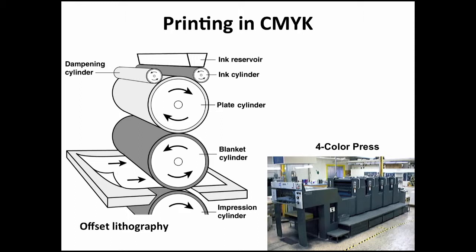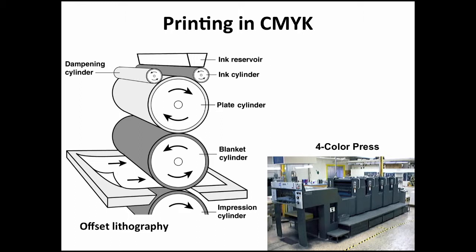The plate cylinder then transfers the image to another cylinder that's covered with a rubber blanket. This is known as the blanket cylinder. So the image is actually transferred from the plate cylinder to the blanket cylinder, and it's the blanket cylinder that actually then transfers the image to the paper. This process is referred to as offset lithography.